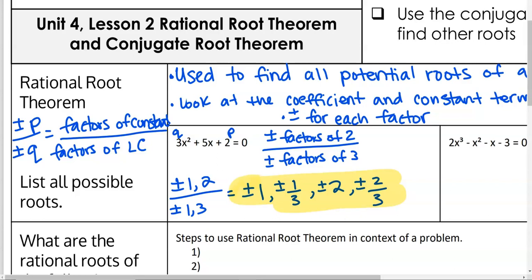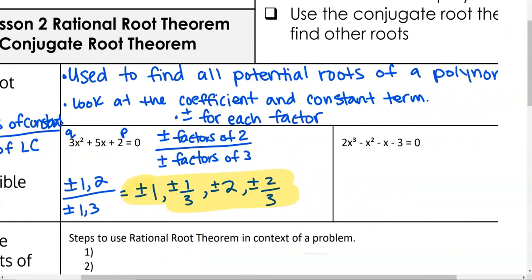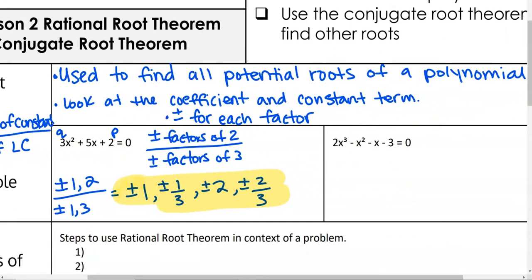Okay, do you think you can do the next one? I think you can. We have 2x cubed minus x squared minus x minus 3 equals 0. It's equal to 0, so we know we're getting roots. It's already in standard form because we have our exponents in order, highest to lowest. So you find your P's and Q's, set it up, and find your list.